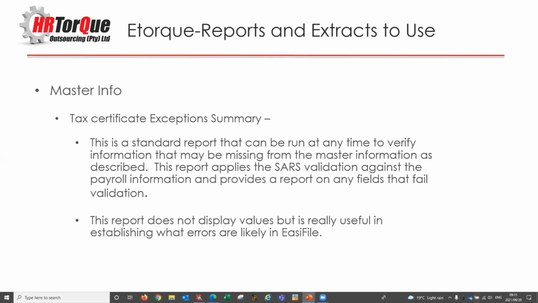So what we're looking at here is we want to have a look at this report to pick up what the system says any issues may be on the Easyfile upload. Okay, it doesn't display any values, so we don't do a financial check here, but it's really useful to see where the payroll system is looking and saying this is where we believe there's going to be a problem with your SARS validation. Okay. So how do we get to it?